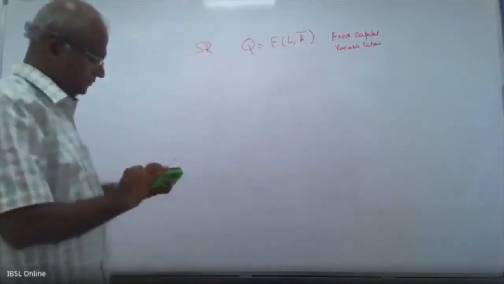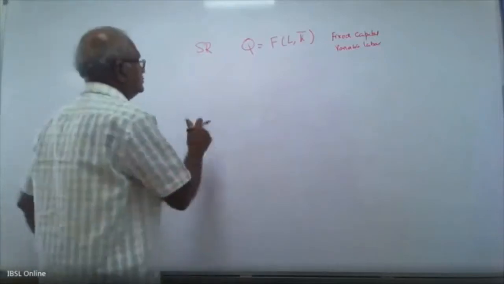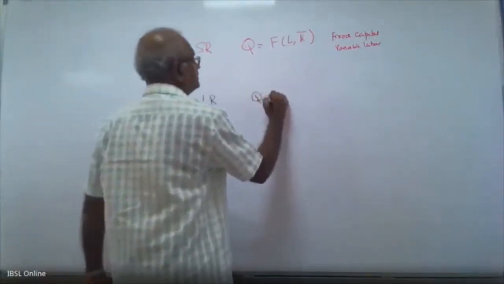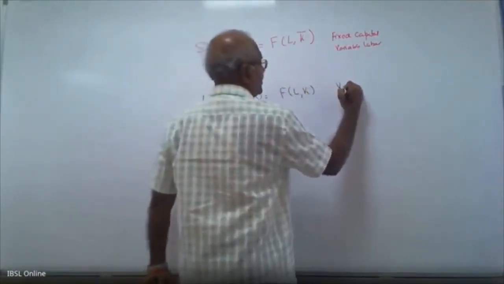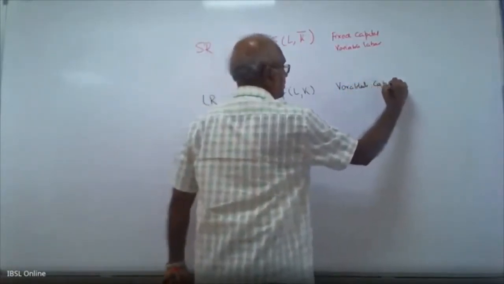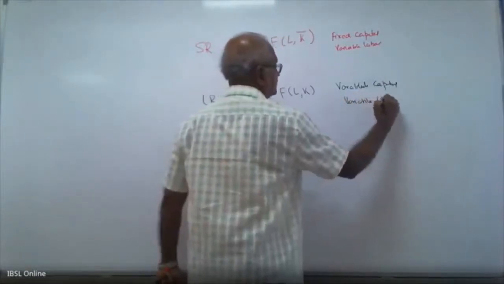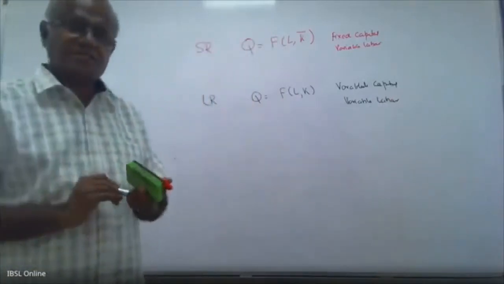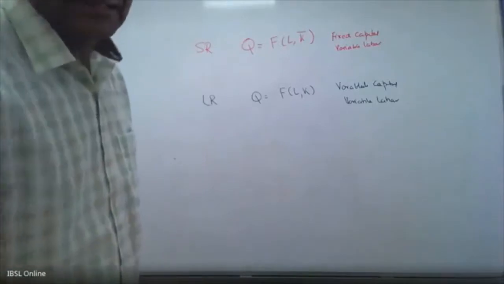Long run. Production function of L, K. Variable capital, variable labor. These are fixed capital. So you have to add, that is the typo we have to fix, draw a line.